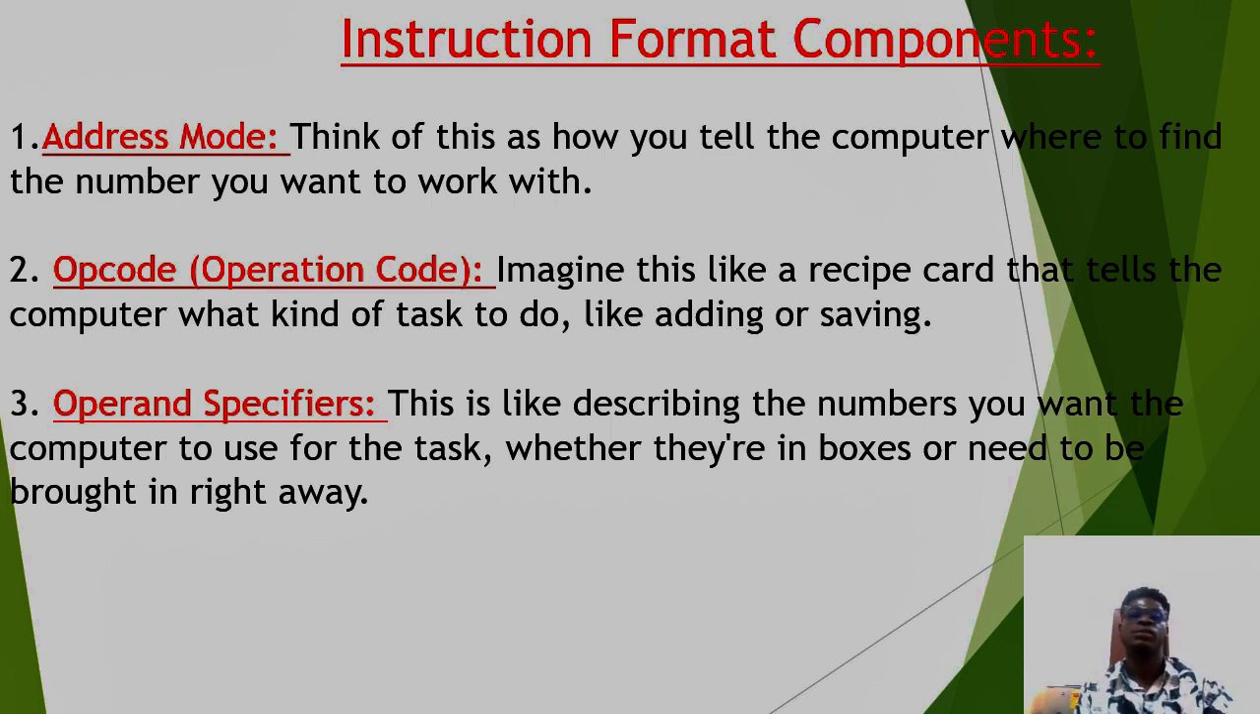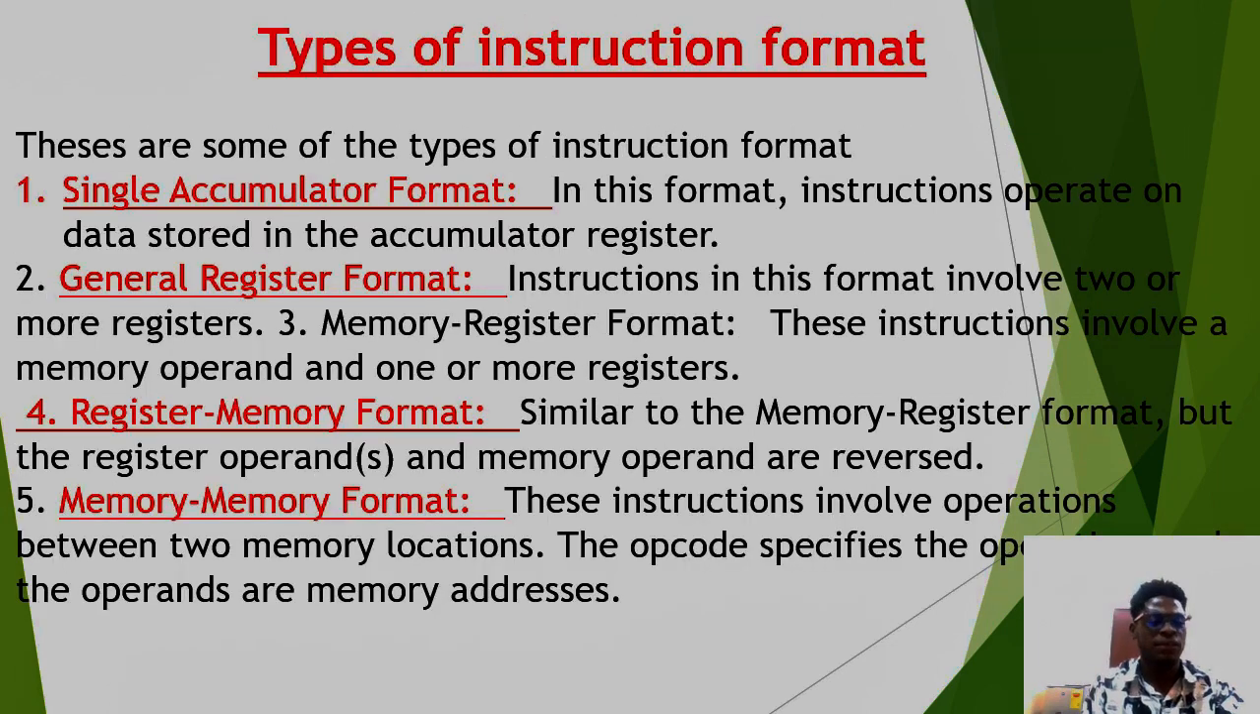Okay, let's go. So, types of instruction format. These are some of the types of instruction formats. One, single accumulator format. In this format, instructions operate on data stored in accumulator registers. Two, general register format. Instructions in this format include two or more registers. Three, memory format. This instruction involves a memory operand and one or more registers.